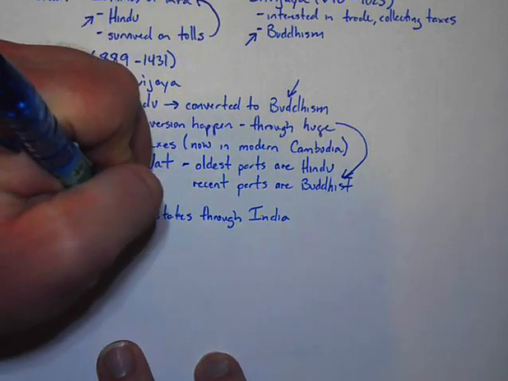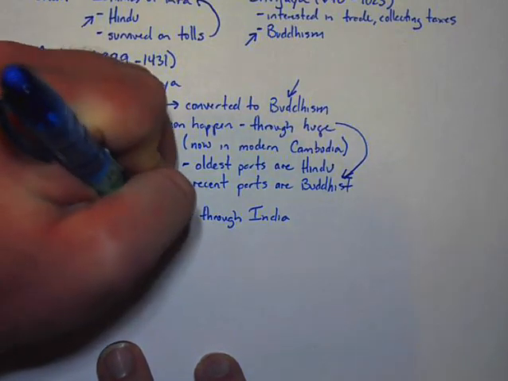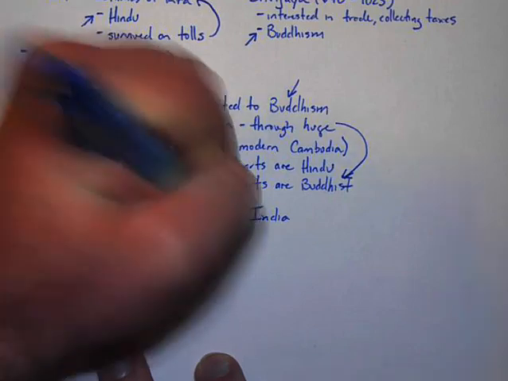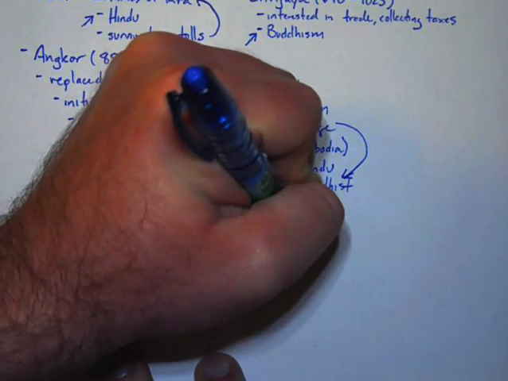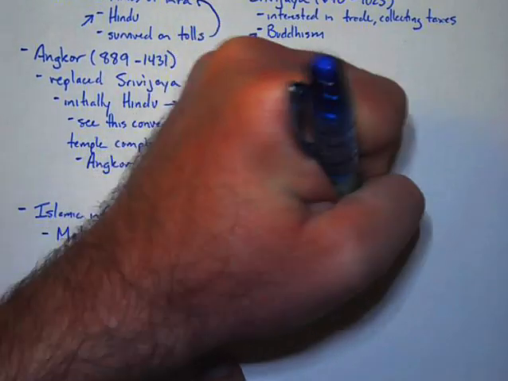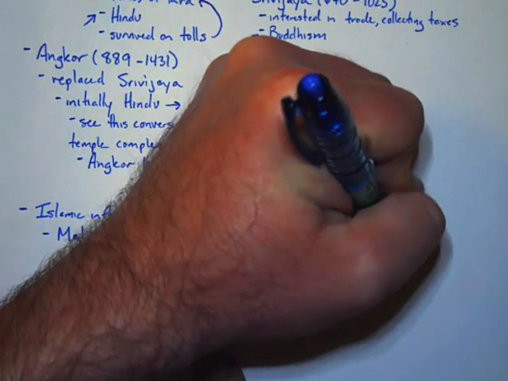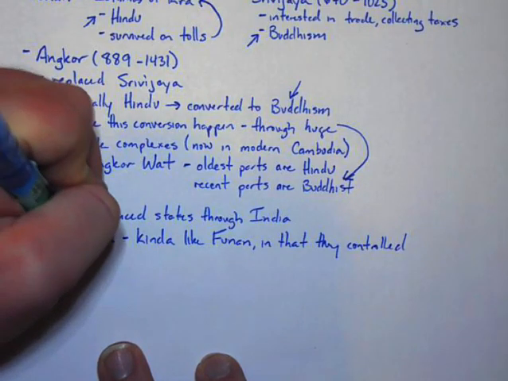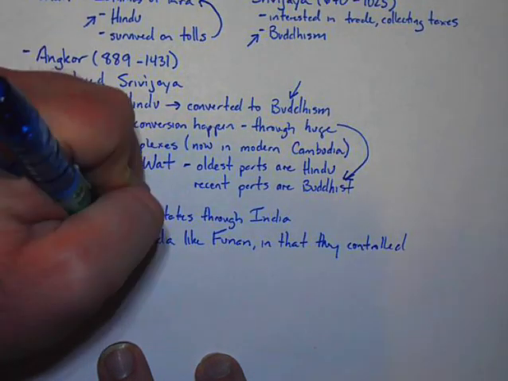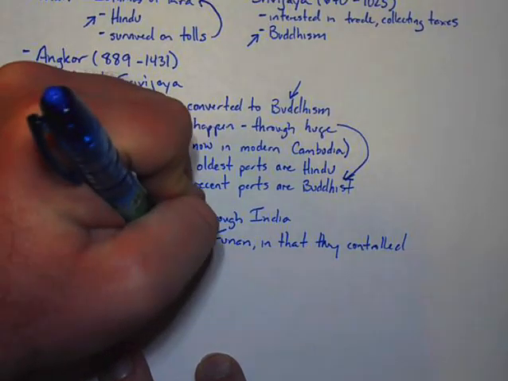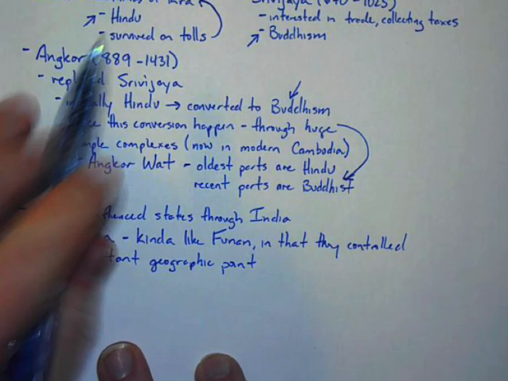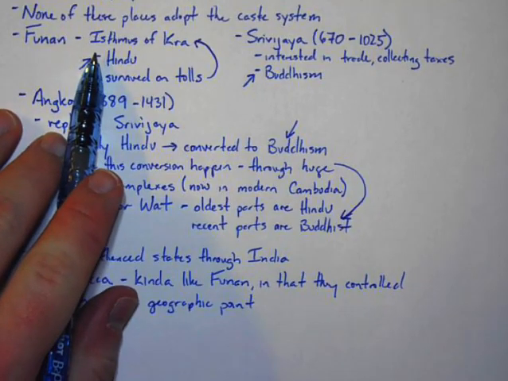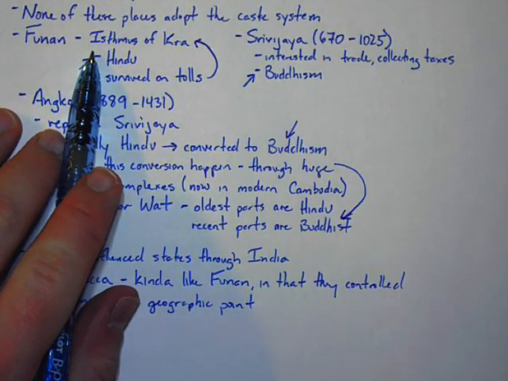So Malacca was kind of like Funan in that they controlled an important geographic point. Funan controlled this Isthmus of Kra, and it was like a shortcut. You paid them to go across this shortcut.